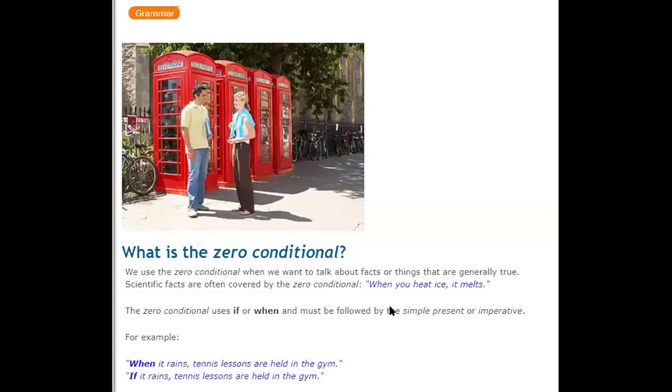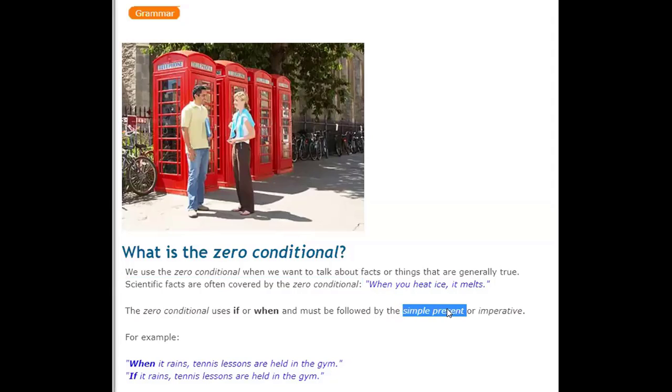Remember that mostly we would use if. So we can replace this when. We can say if you heat ice it melts. When you heat ice it melts. Now there is a condition, and it is always true that if you heat ice it would melt. So remember that scientific facts are often covered by zero conditionals. The zero conditional uses if or when and must be followed by a simple present or imperative.